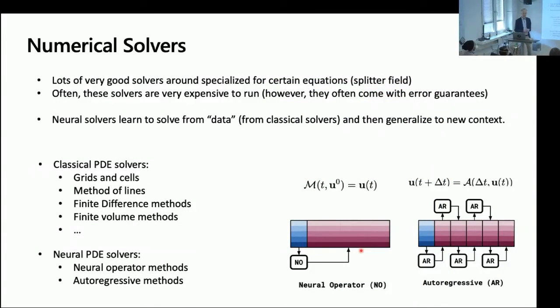And there are therefore many, many solvers around that are highly specialized for certain equations. That's what we call a splintered field. For every new PDE, somebody designs a new, really good solver. They're very good. They often come with error guarantees, which is very important, but they're also very expensive to run. To run them forward takes quite a bit of computation.